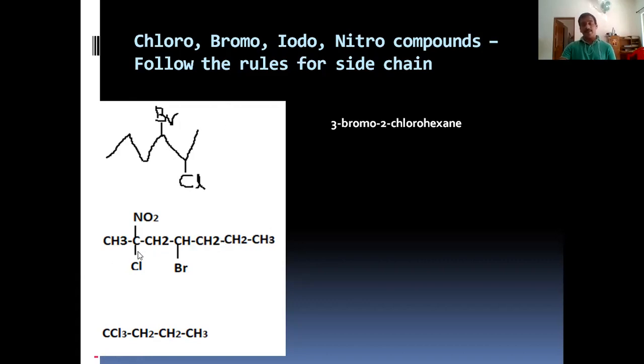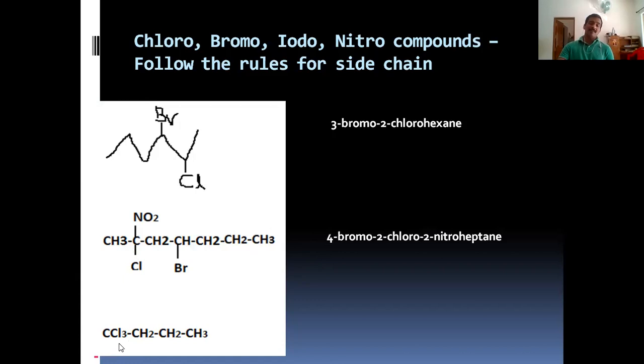And here CH3, C, NO2, Cl, CH2, CH, Br, CH2, CH2, CH3. Here we have a nitro group, chloro group, and bromo group. Alphabetically bromo is first. From which side do you have to start numbering? This side. There is no confusion. 1, 2, 3, 4, 5, 6, 7. It is heptane. So 4-bromo, 2-chloro, 2-nitro heptane.